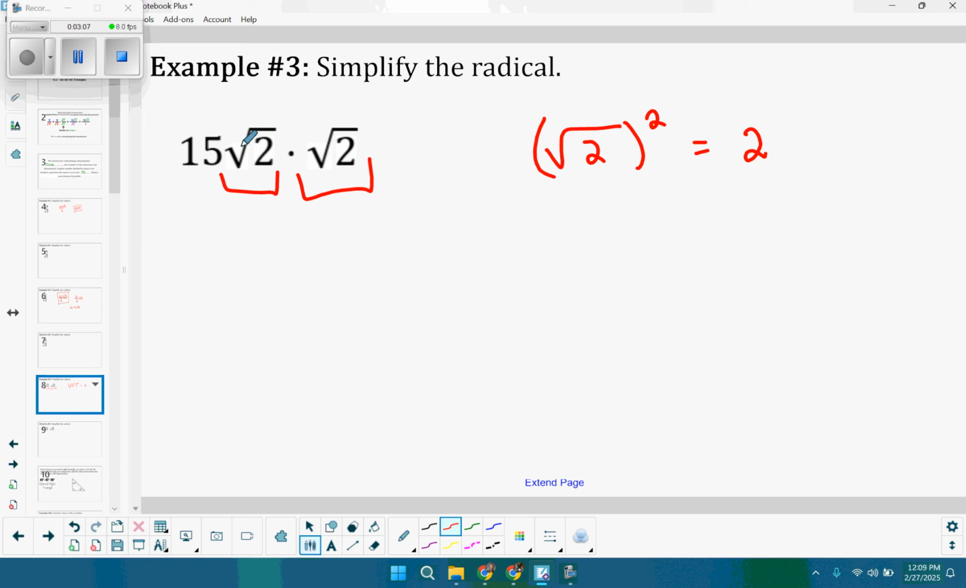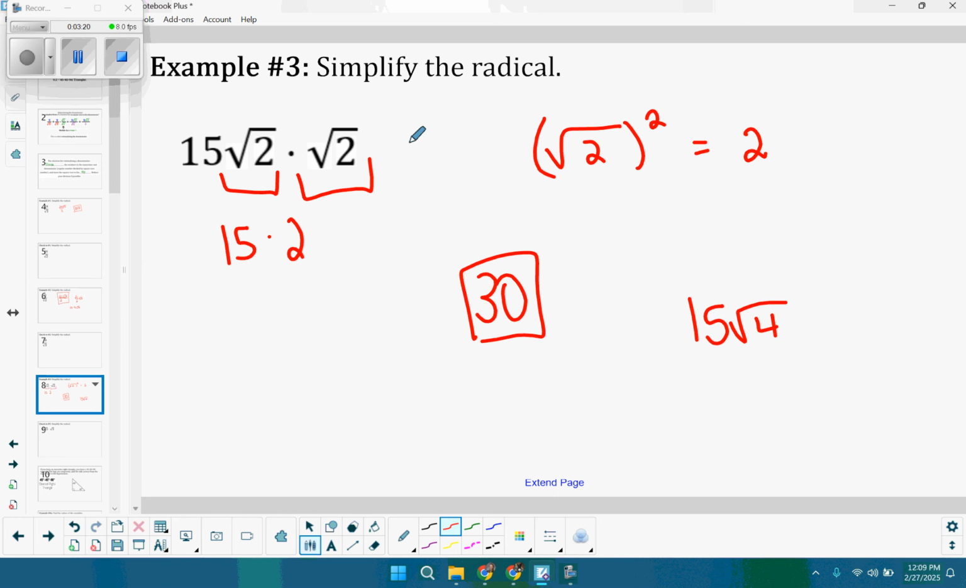So when I'm doing 15 root 2 times root 2, the root 2's become 2. So 15 times 2 is 30. If you want to say 15 root 4, actually do 2 times 2, but then you have to know you're changing the root 4 into a 2, and then you get your 30, that's fine. It's just an extra step.